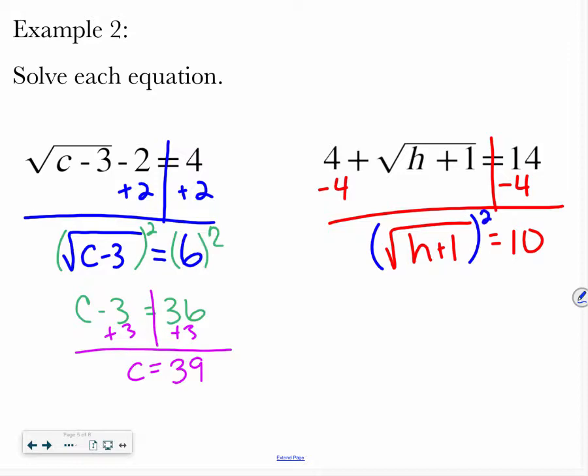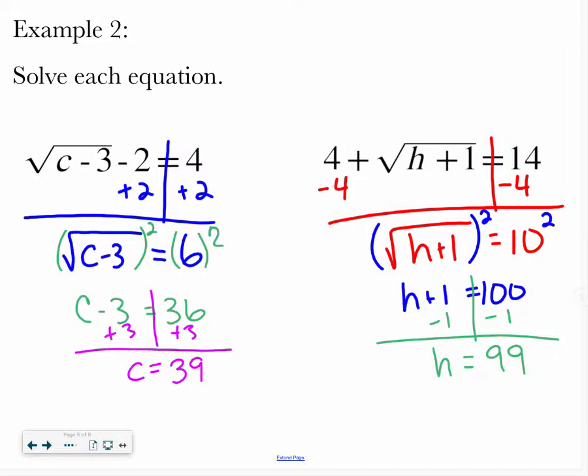Again, undo the square root with the squared. I'm left with h plus 1, so everything inside my square root equals 100. If I subtract 1 from both sides to get h by itself, I have h equals 99. And that would be my solution.